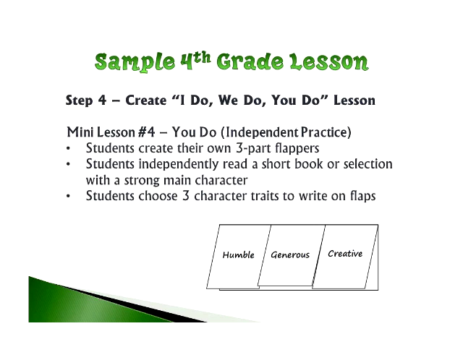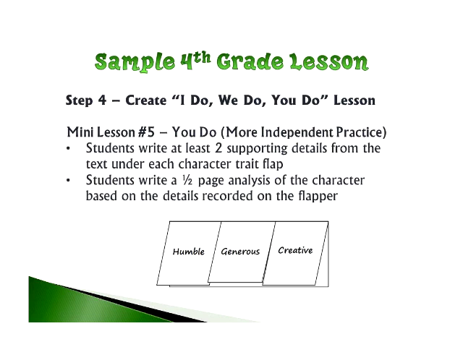Then on the 4th day, the kids could do independent practice. They could create their own flappers, independently read a short book or selection that has a strong main character, and they would start by choosing their 3 character traits. And on the 5th day, they would complete their graphic organizer, and on their own they would actually write a half-page analysis of the character based on the details.